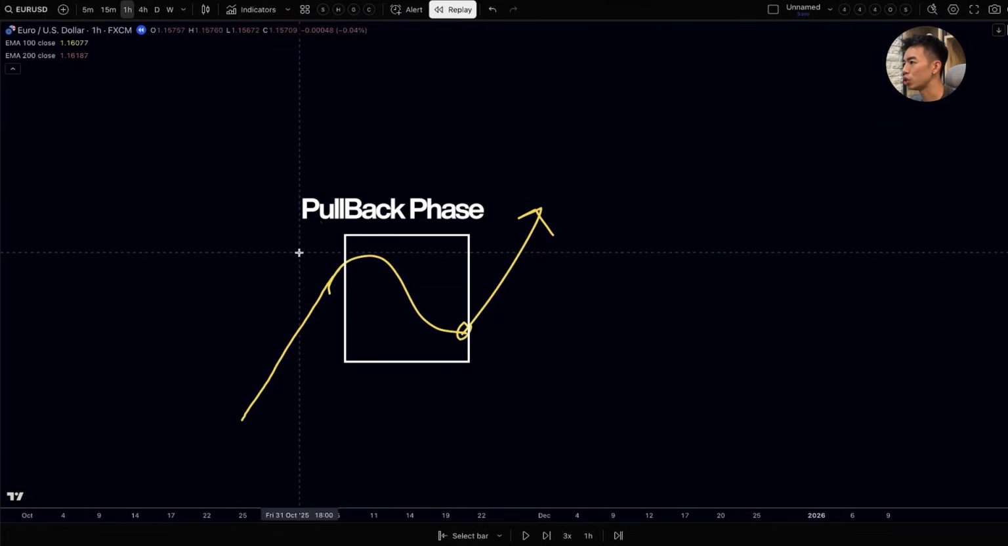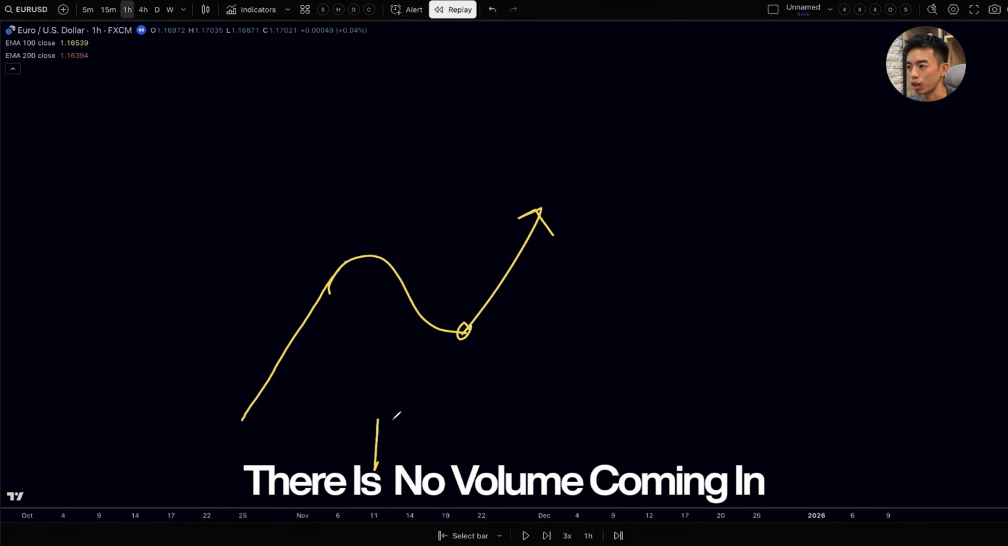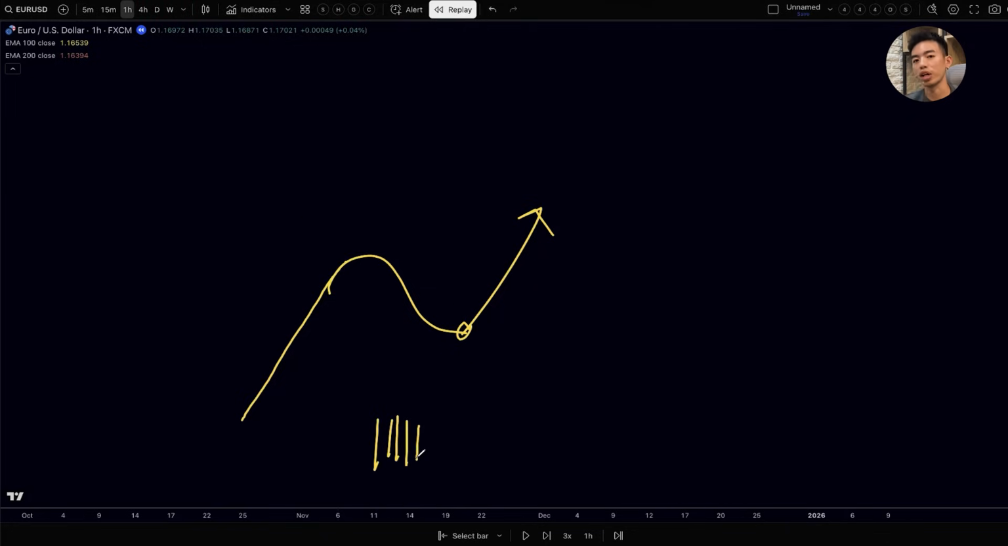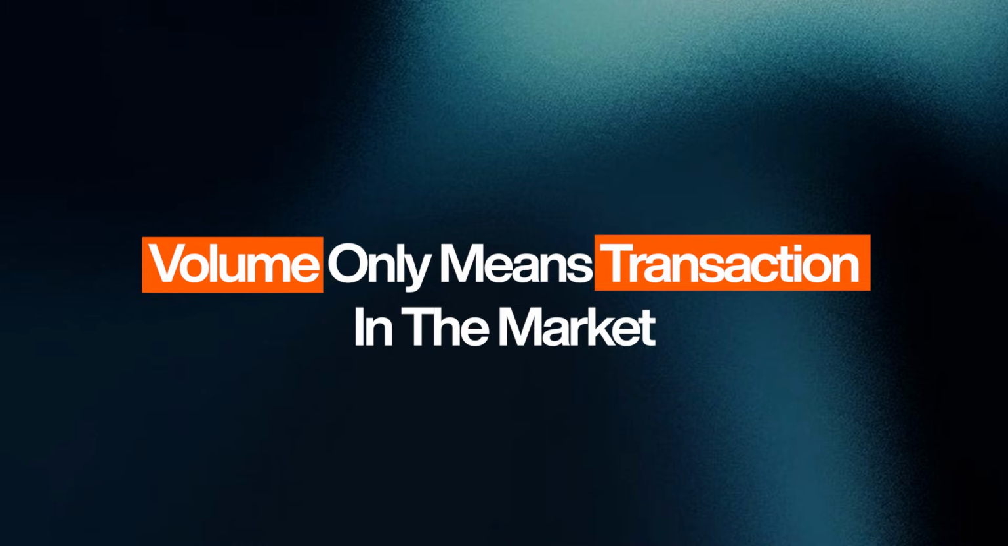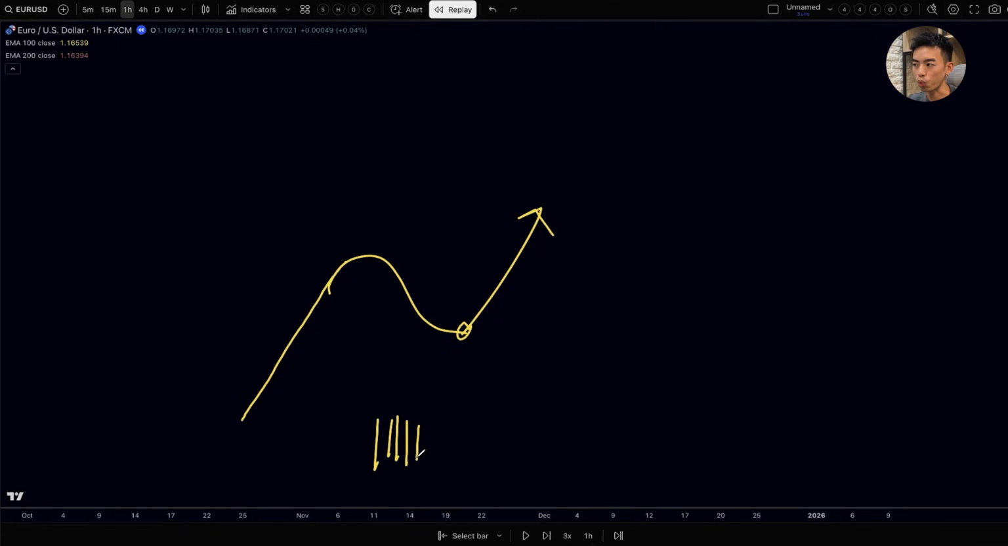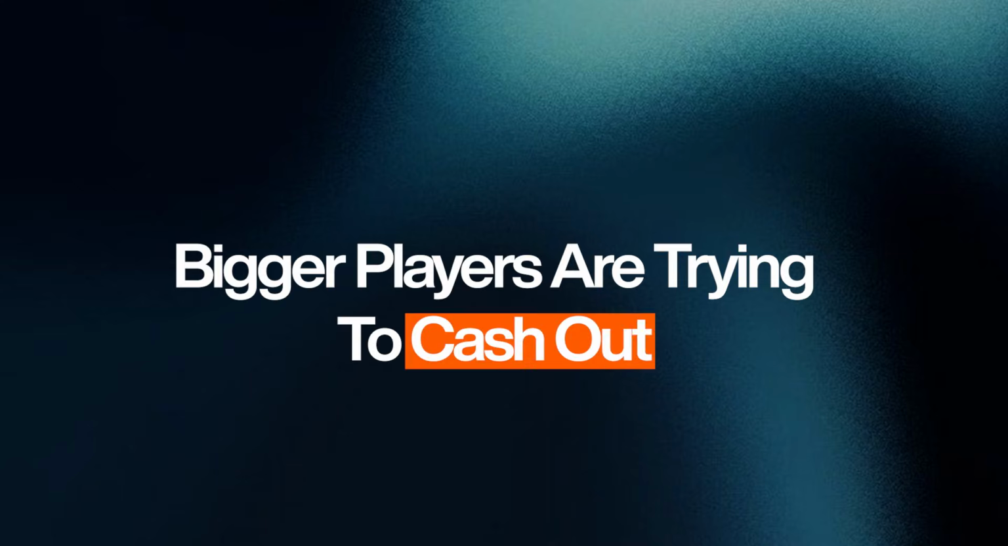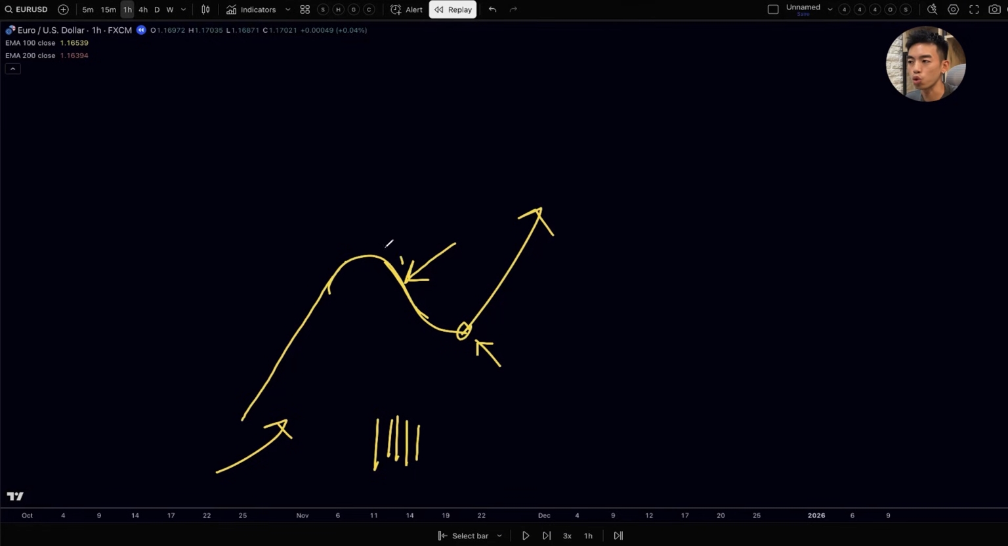Now, in the pullback phase, you want to make sure that there's no volume coming in whatsoever. Because again, like what we were saying earlier, volume only means transaction in the market, and based on price action, we understand if the bigger players are looking for a buy or a sell. If you find yourself in a situation where you're looking at a pullback to look for a buy, but you see activation on the pullback side, that's not a particularly good sign, because that might mean the bigger players are trying to cash out. Whatever buy they were doing here, they're doing all of those transactions to sell off their position, which then cause the market to move lower.